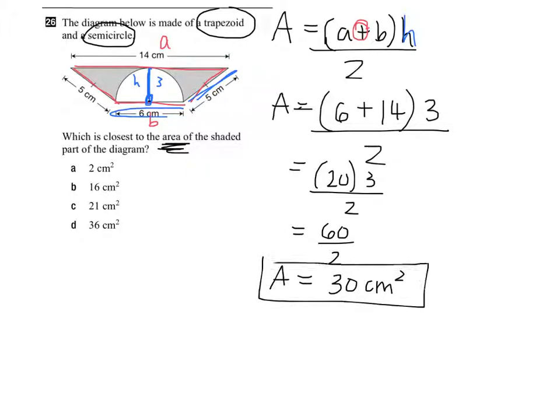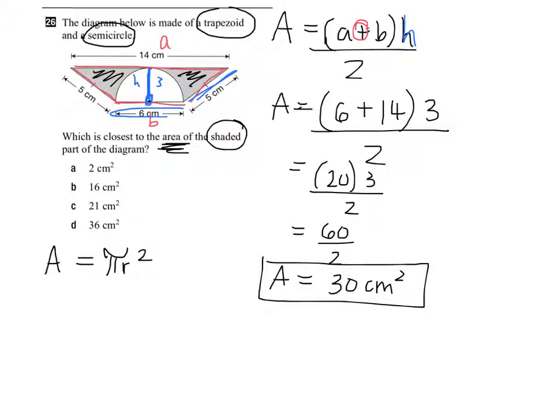The area of the trapezoid is 30 centimeters squared, but the question says to find the area of the shaded part of the diagram. What is cut out of our trapezoid? What's removed from it? A semicircle. Well, we know the area of a circle is equal to... Area of a circle is pi r squared. That's on your formula sheet. But we need to cut out a semicircle. What is a semicircle? Jeremy, half a circle.